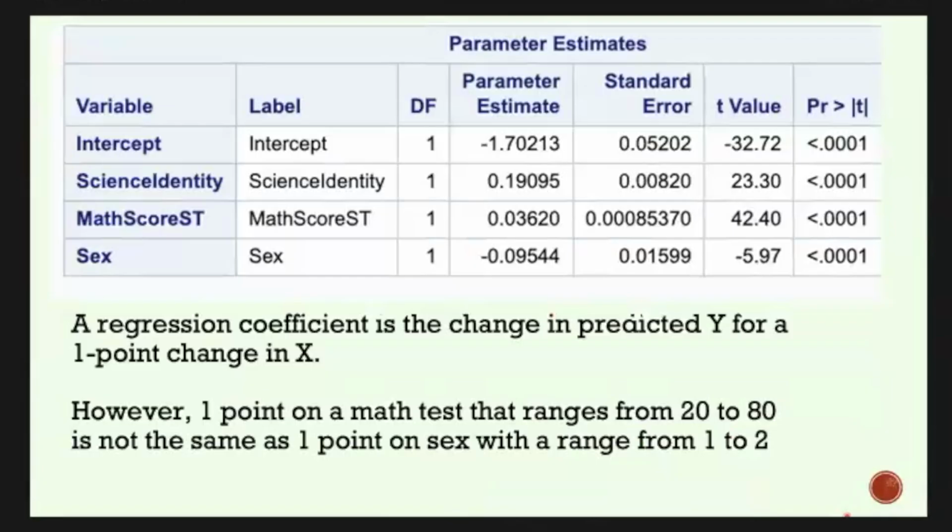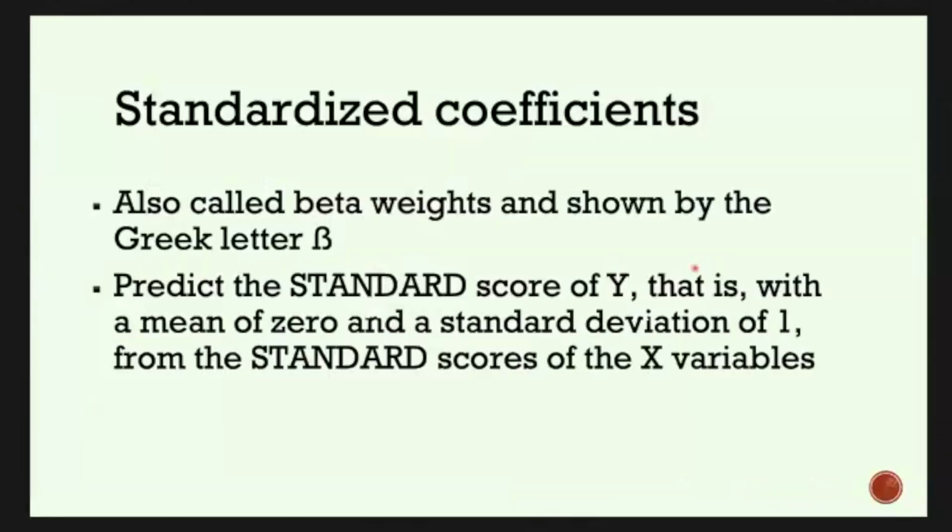A regression coefficient, let's think about what it is: the change in predicted Y for a 1-point change in X. However, 1 point on a math test that ranges from 20 to 80 is not the same as a 1-point change on sex with a range from 1 to 2. Standardized coefficients, also called beta weights and shown by the Greek letter beta, predict the standard score of Y, that is, with a mean of 0 and a standard deviation of 1, from the standard scores of the X variables.